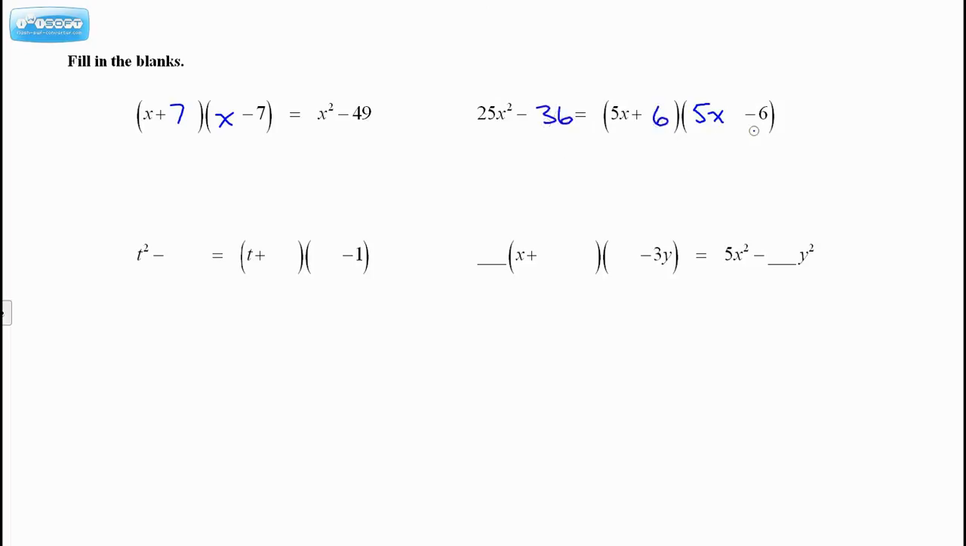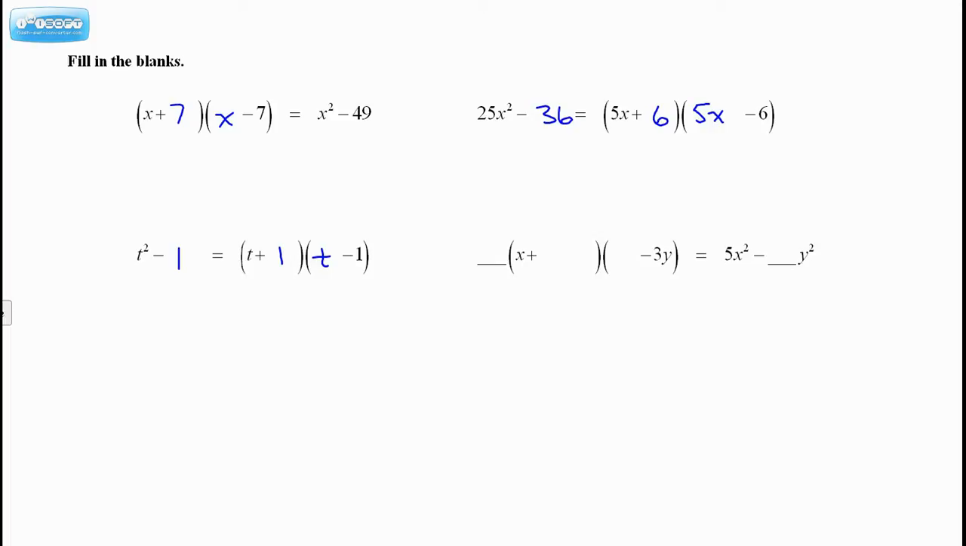So again, I'm assuming that this is a factorable difference of squares. So it makes it a lot easier to try and determine what these missing numbers have to be. All right, so t plus blank, blank minus 1. Well, that has to be a 1. That has to be a t. So that must have been t squared minus 1. Pretty simple.